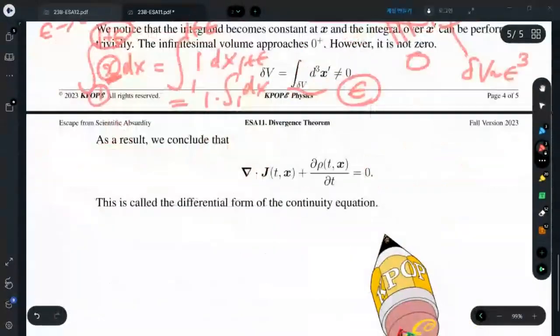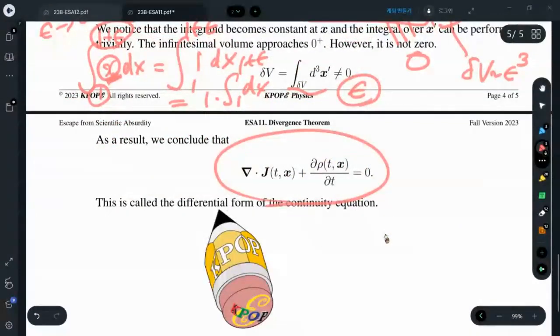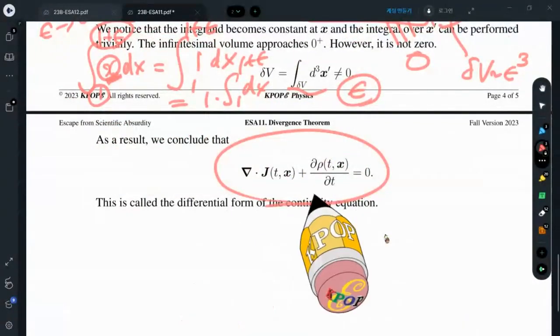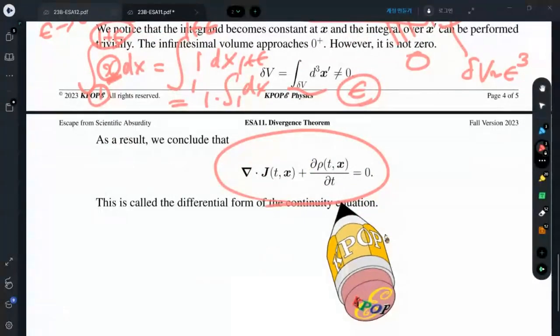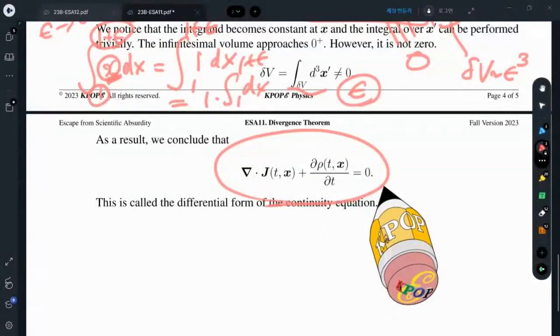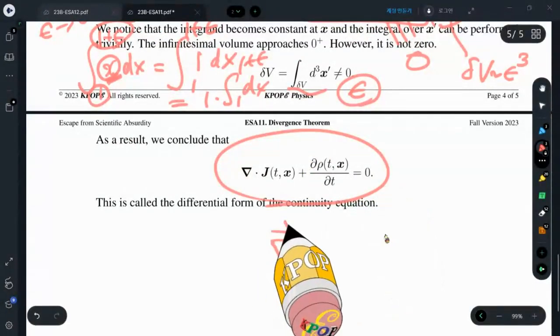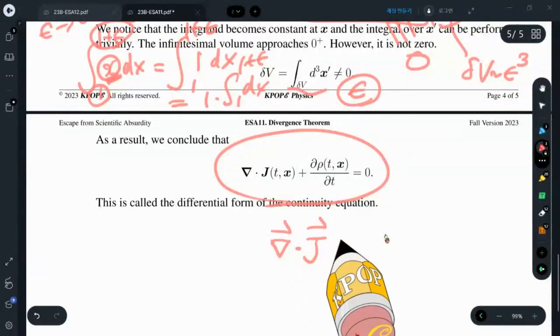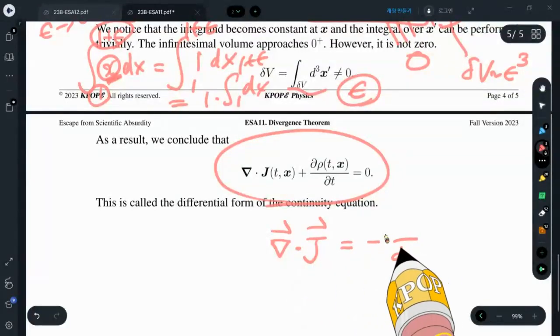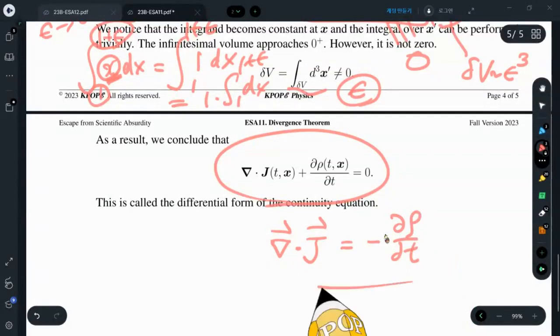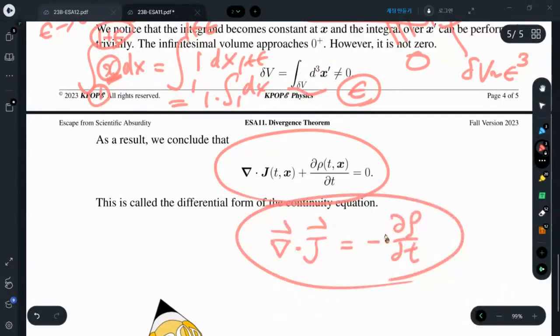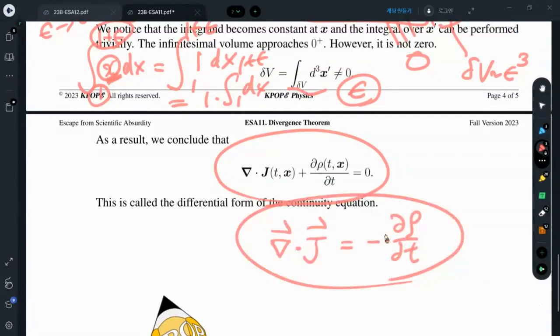Therefore, we conclude that divergence J plus the time derivative of density is always 0. Sometimes we write divergence J equals this. This is the differential form of the continuity equation. This is true for mass flow, and it is also true for charge flow.